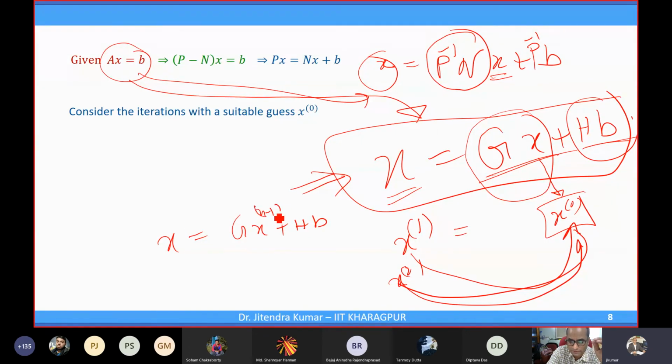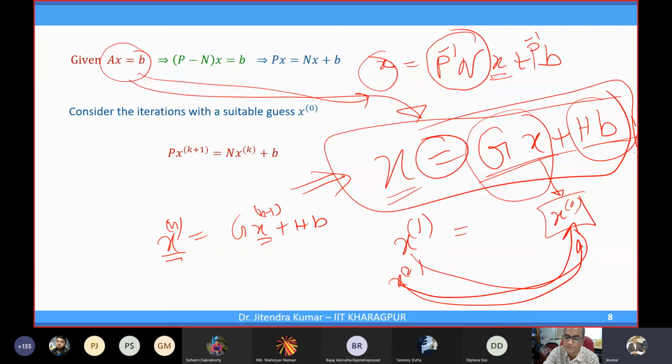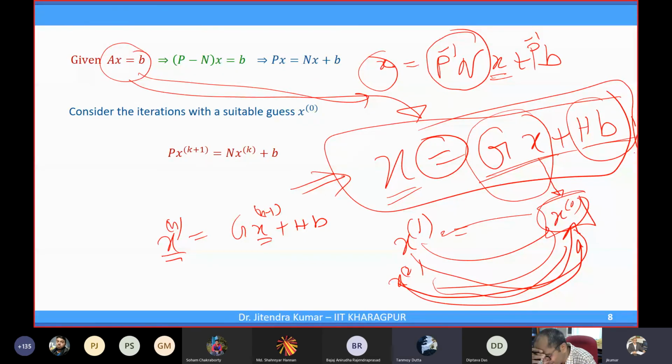Let's say you have the n minus 1th iteration and the nth iteration. If those values are close, that means you are getting a good enough solution. Ultimately your exact solution will satisfy x is equal to Gx plus Hb. If that equality happens with some x, that is the actual solution. We started with x0, got x1, then from x1 we got x2, then x2 gives x3, and so on.